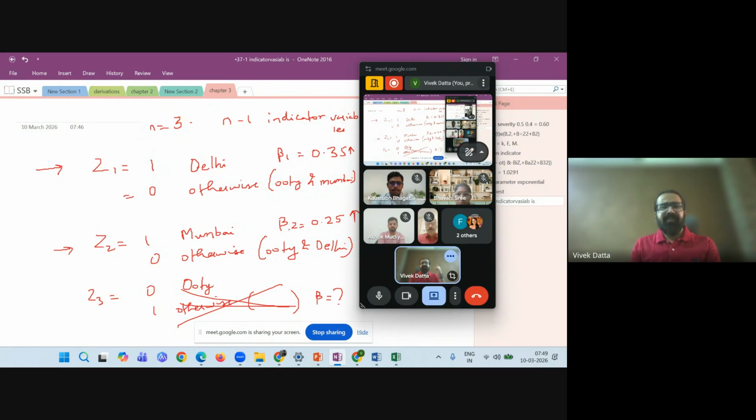Okay. Then say for example, I am Mumbai. If I am Mumbai, I will come to Z1. I will say, okay, Delhi. No, I'm not Delhi. I'm Mumbai. Okay, 0 into beta 1, severity 350. Okay, 0. I'll come to Z2. Yes, I'm Mumbai into 1, severity 0.25. Answer 0.25, 250 AQI.